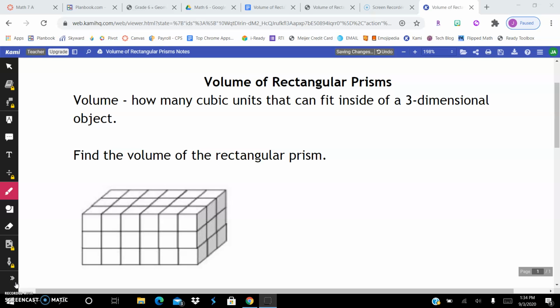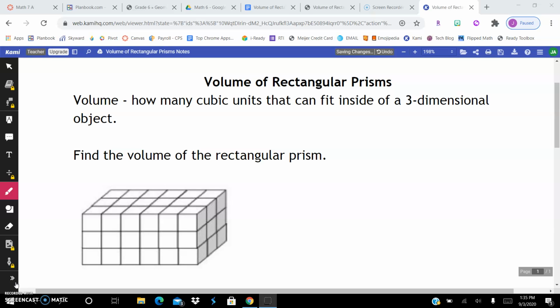So if you look at the picture here, I have a rectangular prism. It's called a rectangular prism because it's sitting on a rectangle. Its base is a rectangle, and it's 3 dimensions. So the first way that you could figure out how many of those cubic unit boxes fit inside of this larger rectangular prism is by counting.